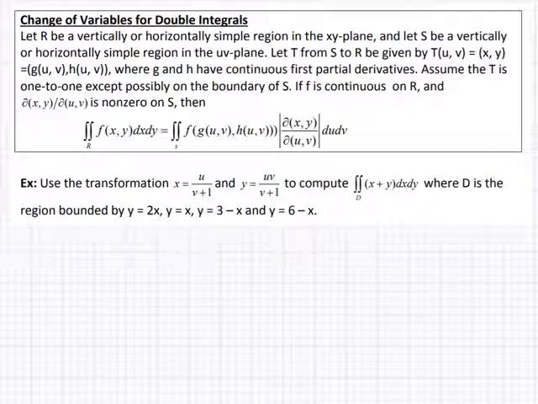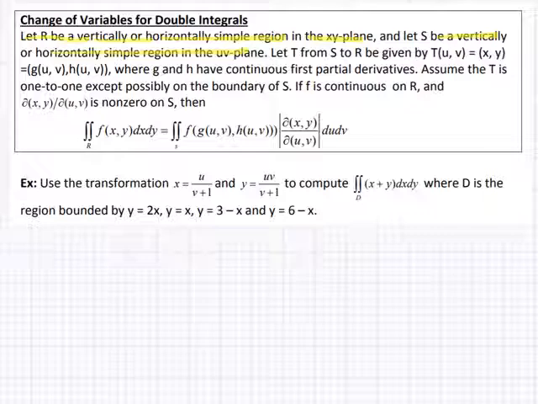So let's let R be a vertically or horizontally simple region in the xy plane, and let S be a vertically or horizontally simple region in the uv plane. So the idea is we're switching from x and y to u and v, so we want to be able to define our region in terms of x and y, but also define it in terms of u and v for our limits of integration.